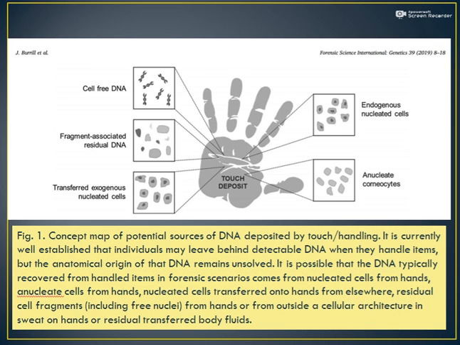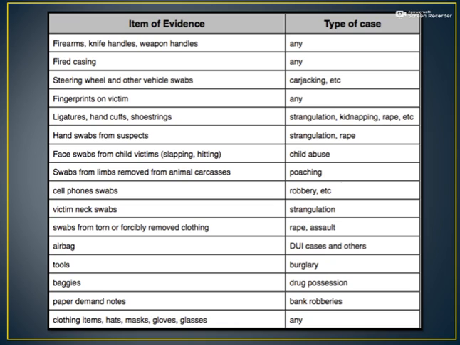This is from an article in Forensic Science International: Genetics. You can see a concept map of potential sources of DNA deposited by touch or handling. It could be cell-free DNA, or fragment-associated residual DNA, or sometimes transferred exogenous nucleated cells, or endogenous nucleated cells, or anucleate corneocytes. So different types of cells or the DNA associated with them can be left over on the surface of various objects. Now, what are the different types of objects we can use to get this touch DNA?